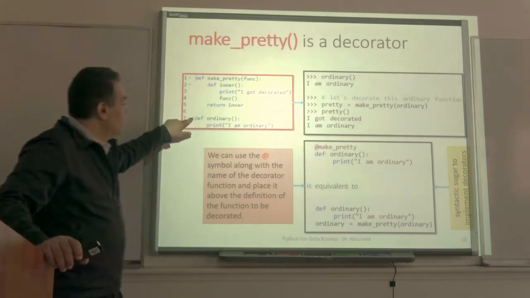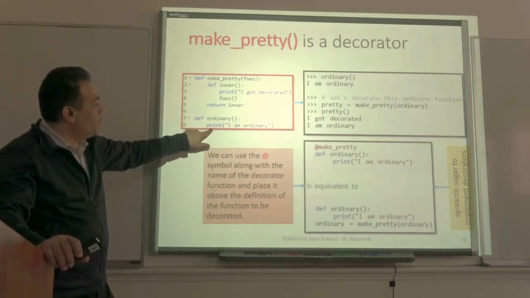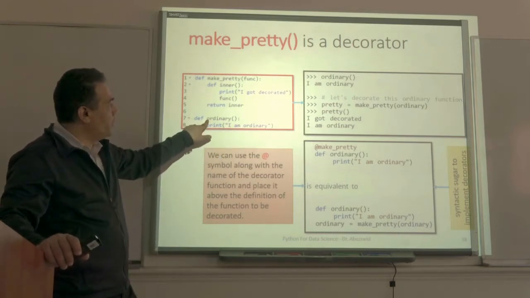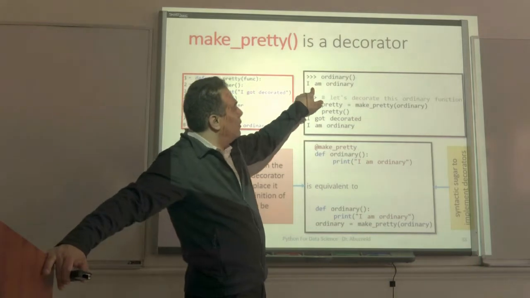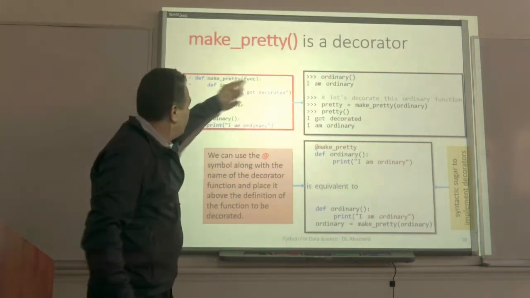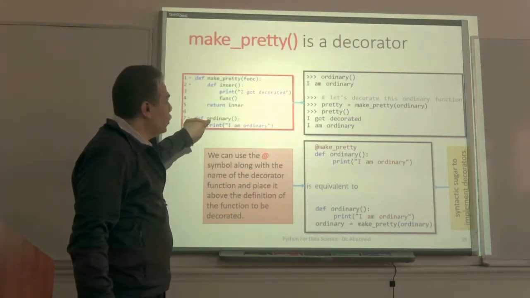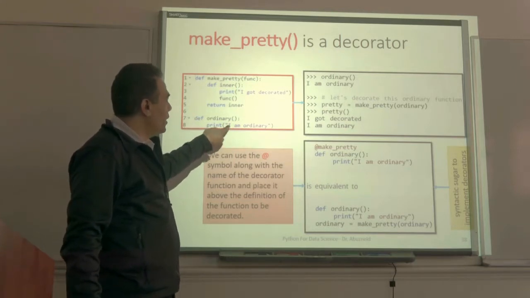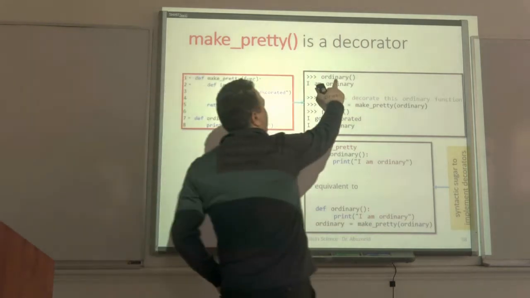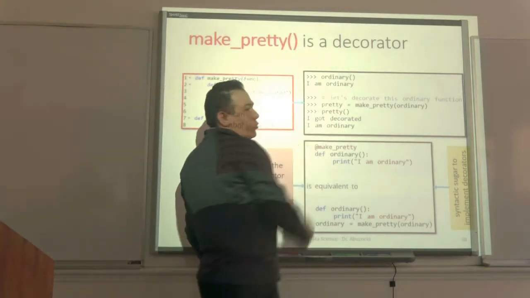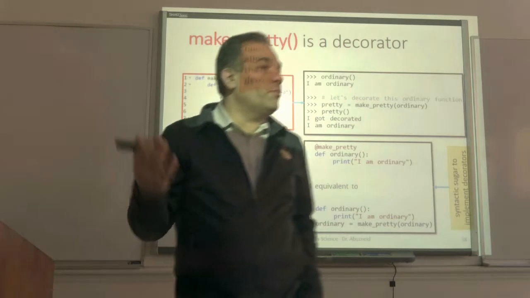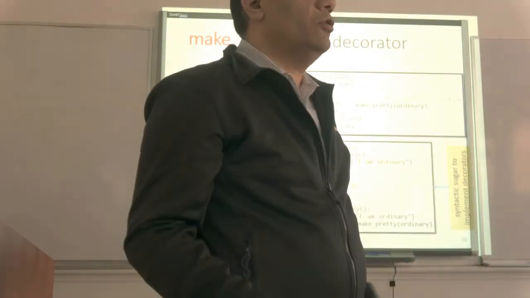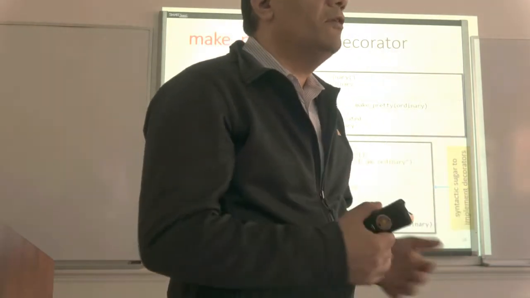Now for example, ordinary prints "I am ordinary." When you execute ordinary, what will you get? "I am ordinary." There's a function called ordinary. What does it do? It prints a sentence. What is the sentence? "I am ordinary." I'm executing it, calling it, and it prints "I am ordinary." So this is a simple function. Let's try to decorate this function.